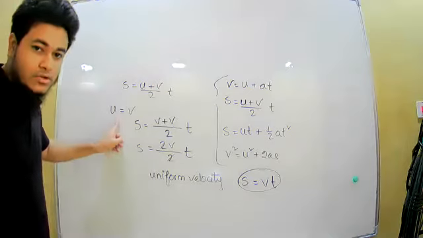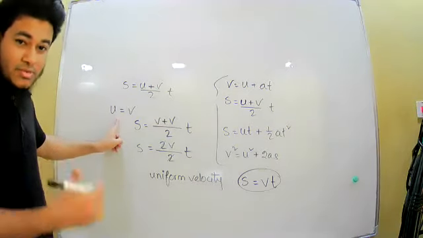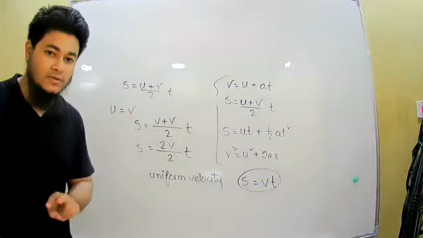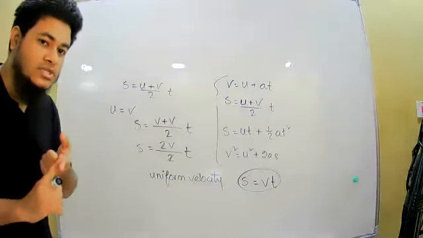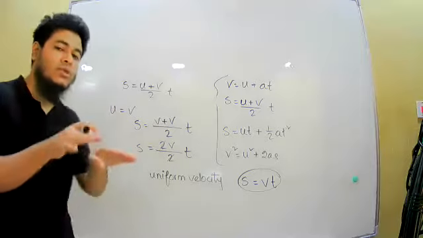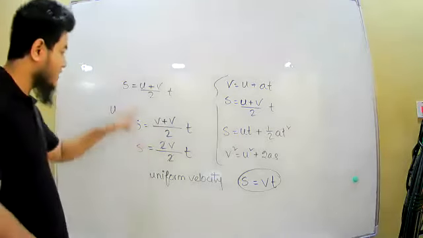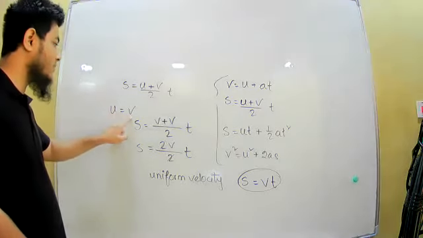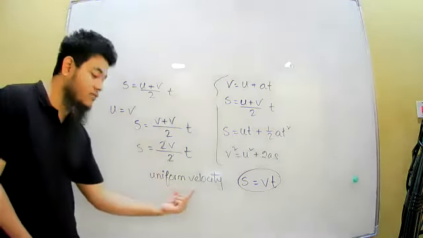You already know that u denotes the initial velocity, and v denotes the final velocity. When the velocity is not changing, the initial and final velocities will be equal to each other. So in this equation, u has been replaced by v because u is equal to v. And this is the case of uniform velocity.